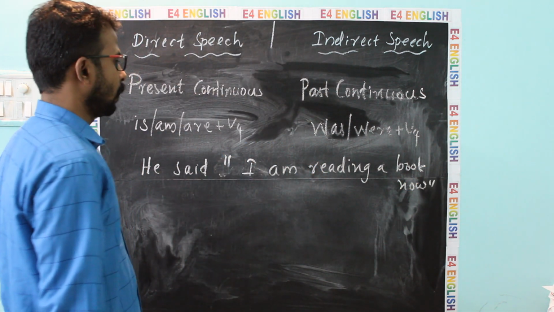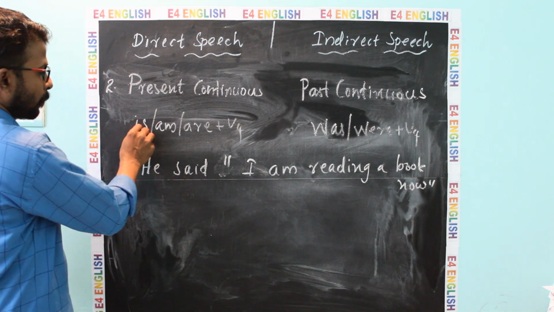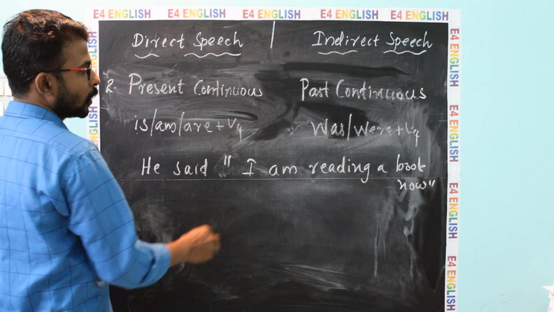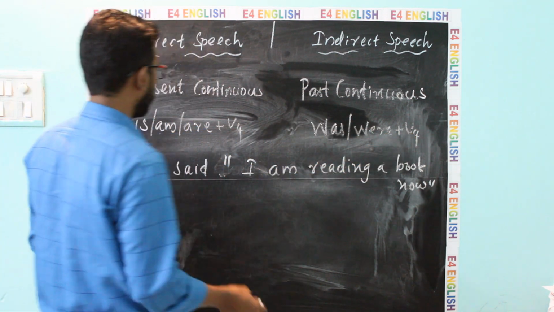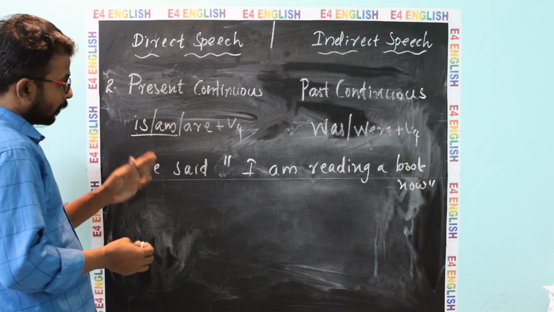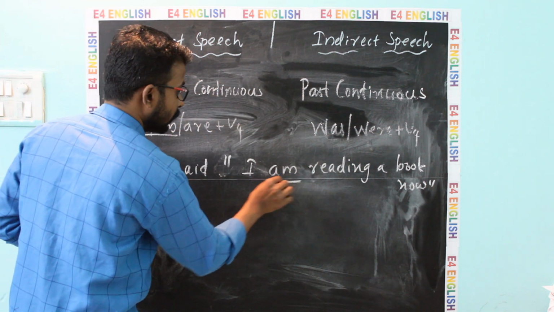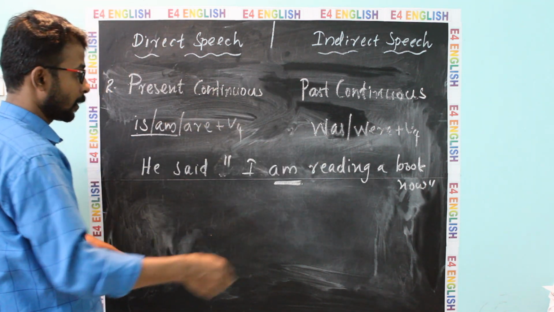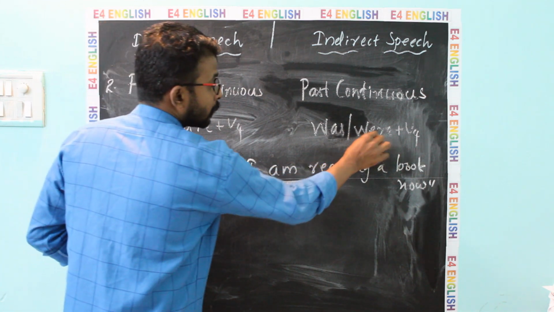Right? Okay. So you see, in present continuous tense, the form is am/is/are plus V4 (the -ing form). That should be changed into past continuous, was or were plus V4. That means if the reported verb given in the sentence is is or am, that will change into was. So here you see it's am, right? It will change into was. If it is are, they are, or something like that, it will change into were.